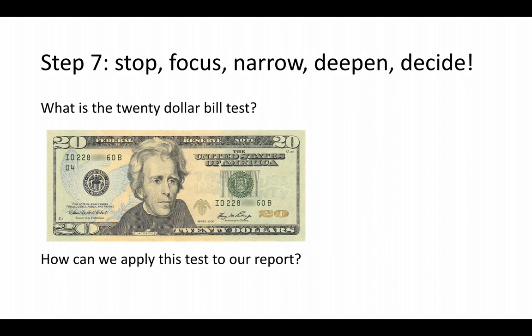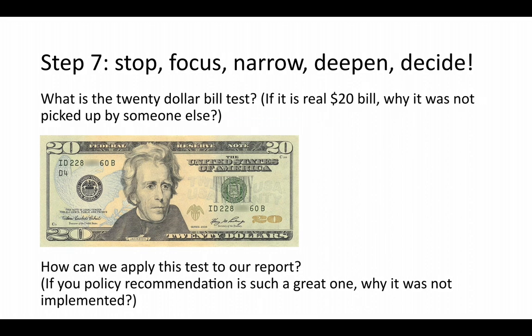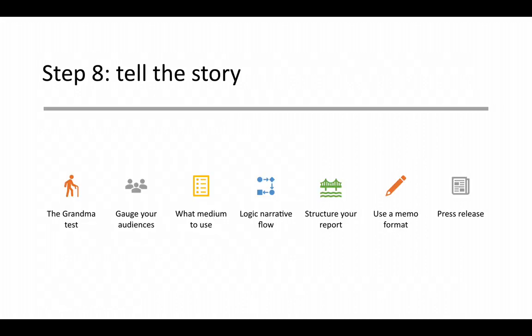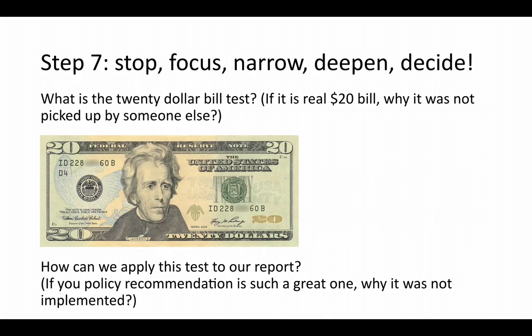What does this mean? If you find a $20 bill on the street, you need to think about it. If it's real, why was it not picked up by someone else? Why is it still there? This is an analogy when you apply this test to the policy analysis report. If you think your policy recommendation is such a great one, then why has it not been implemented? This is the test to prevent you from being too optimistic.